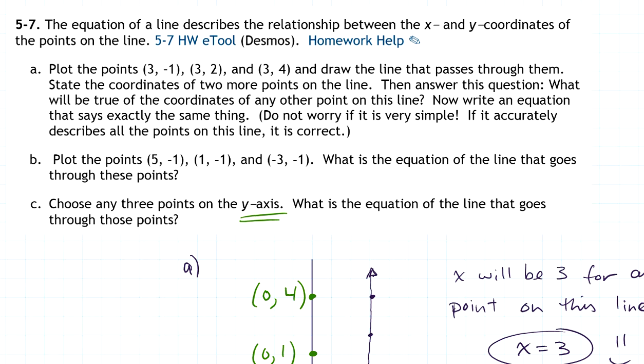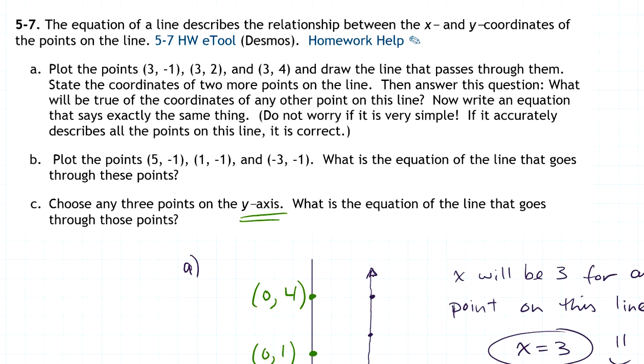The equation of a line describes the relationship between the x and y coordinates of the points on the line. That's nice to remember. I think I'll say it one more time. The equation of a line fills this very special purpose. Its purpose is to describe the relationship between the x and y coordinates of the points that are on a line.